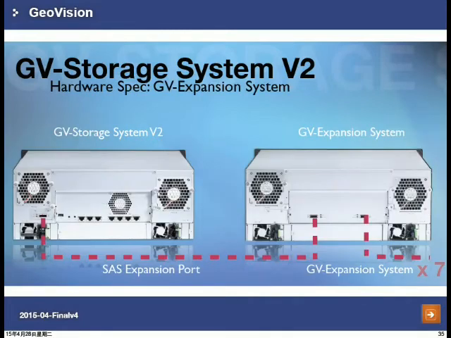So how do we connect the expansion system to our GV Storage System V2? This is how we get these two devices connected to each other. Just remember, when you connect the expansion system to the GV Storage System V2, it is always the left-hand side port. The right-hand side port is for the next expansion system.